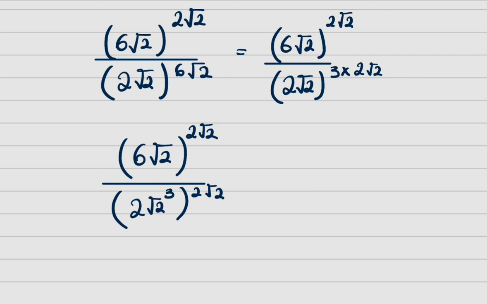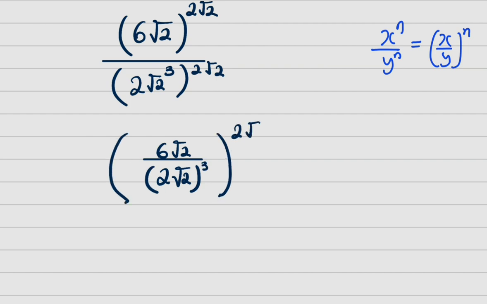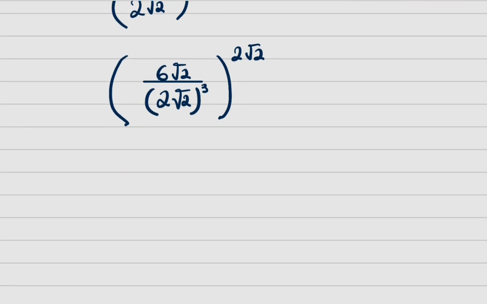You can see the powers are the same now, both for the numerator and the denominator. And we know that if you have x raised to power n all over y raised to power n, we can have it as x over y all raised to power n from our indices. So we can use the same conclusion to have it this way. We can have 6 root 2 all over 2 root 2 all raised to power 3, then everything raised to power 2 root 2.